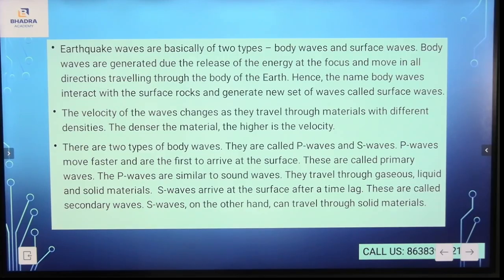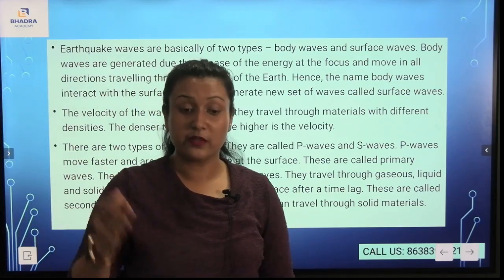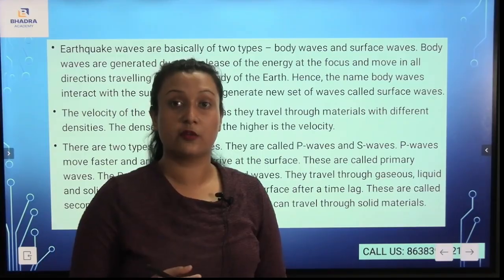Body waves are generated due to the release of the energy at the focus and move in all directions, traveling through the body of the earth. Hence, the name body waves. Body waves interact with the surface rocks and generate a new set of waves called the surface waves. Now, here we will be understanding the two types of waves. First come the body waves and second come the surface waves.